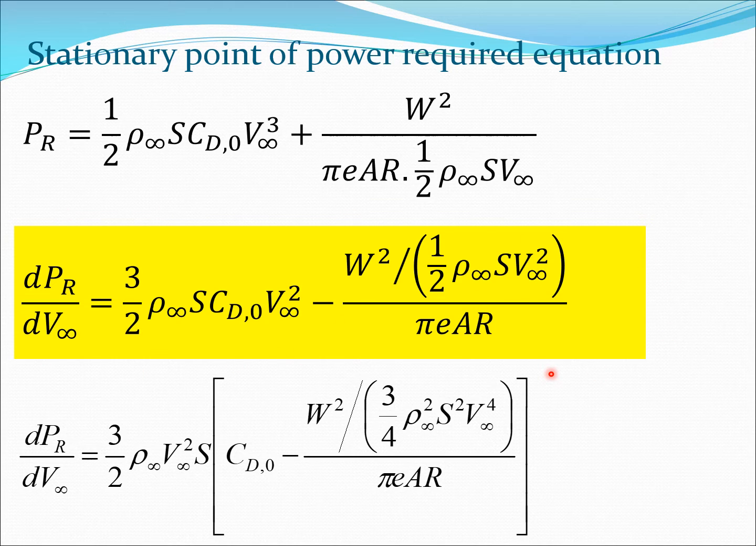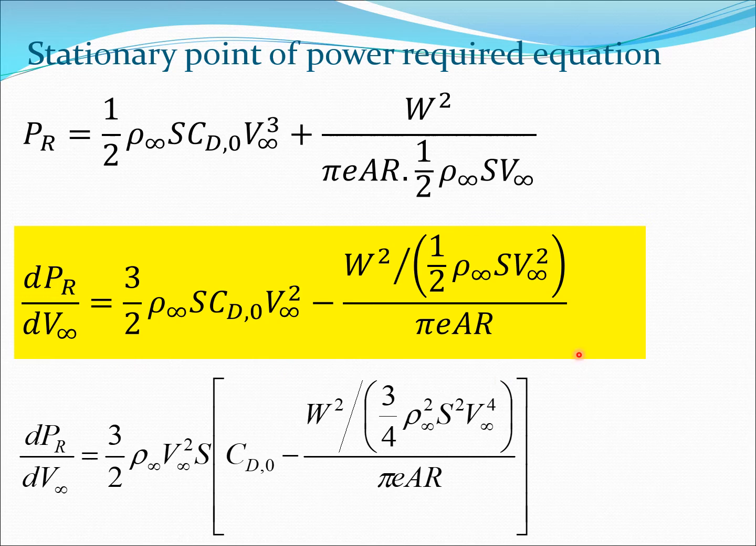And why we are taking the derivative is because we want to find the minimum point or the stationary point of this function PR, and we have expressed this PR as a function of various constant terms. For example, rho infinity, S, CD0, W, E, AR, and also the velocity term. So we can actually find the velocity at which this function is going to be a minimum value.